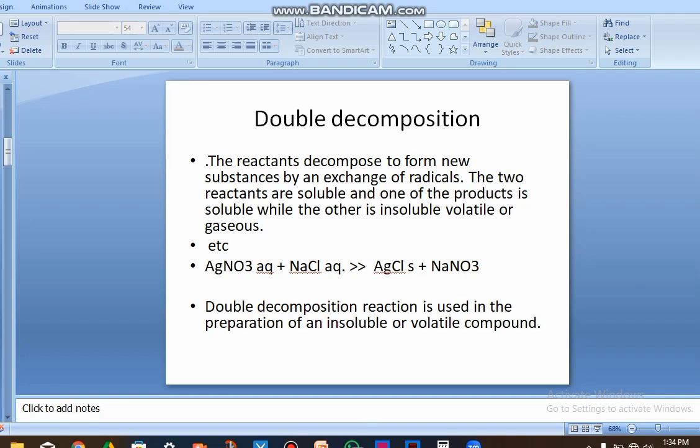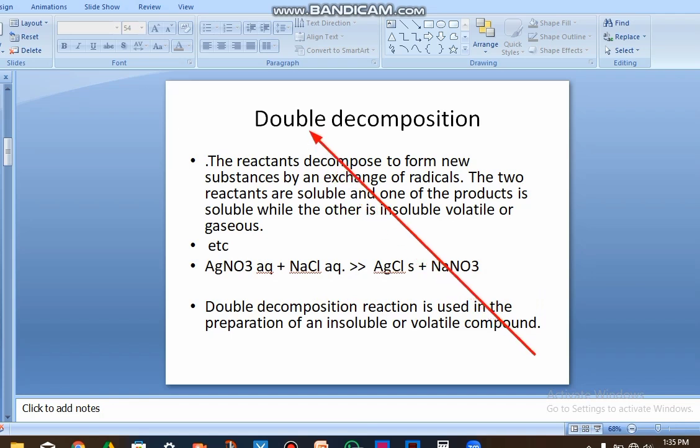So the two reactants are soluble. Look at the example. This is a chemical reaction: silver nitrate and sodium chloride. Are you getting it? It said the reactants decompose to form new substances. So they decompose to form these new substances. Here is silver nitrate, and now it is silver chloride, because they have exchanged to form new substances. Are you getting it now? They have exchanged themselves to form new substances.